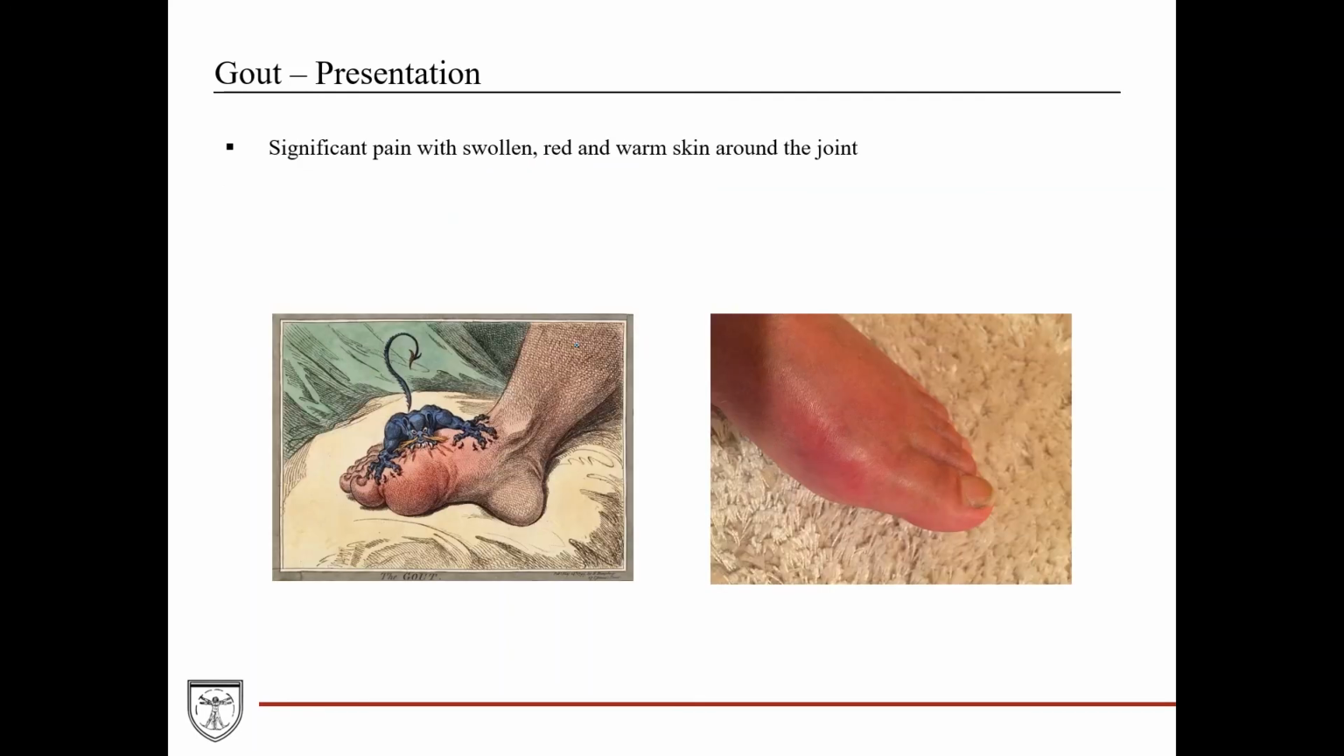The presentation, like we talked about, is really significant pain. These patients are really uncomfortable, really in a lot of pain. And remember, the sole cause is inflammation. So swollen, red, warm skin around the joint, these are all signs of inflammation. You've probably seen this before as a classic painting of a gout attack. And then here's a nice picture of it showing that red skin, warm, very swollen joint.